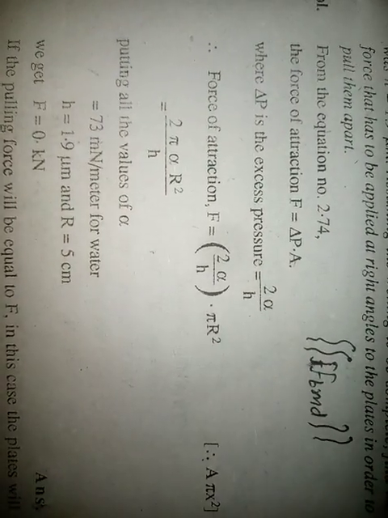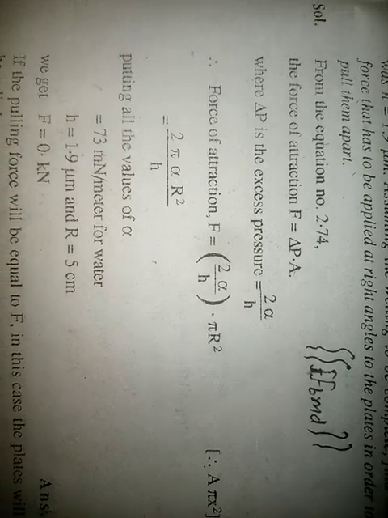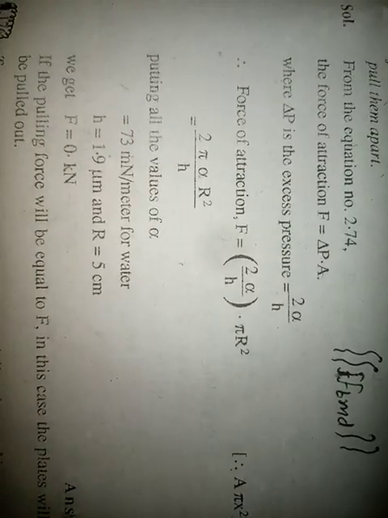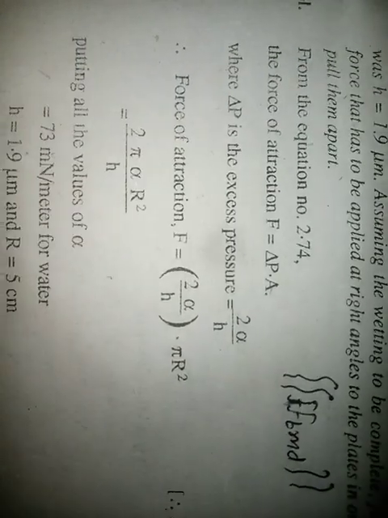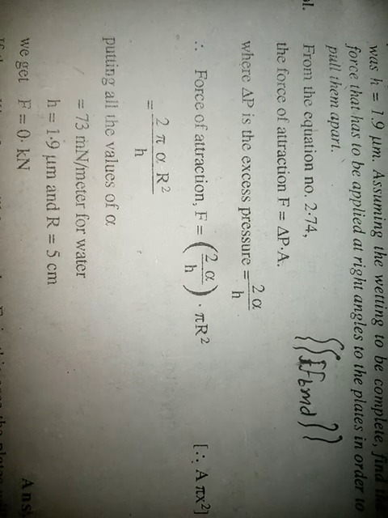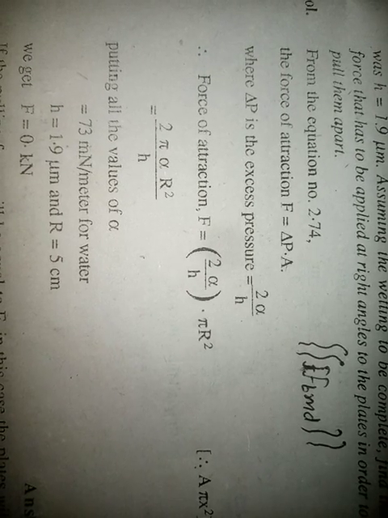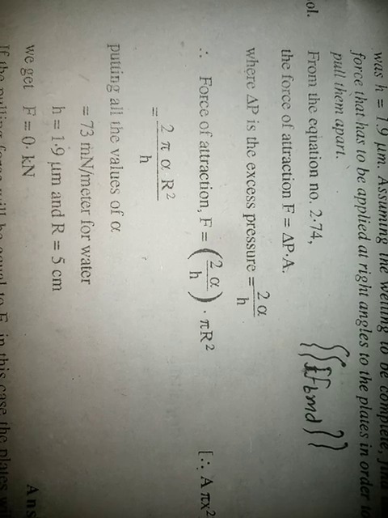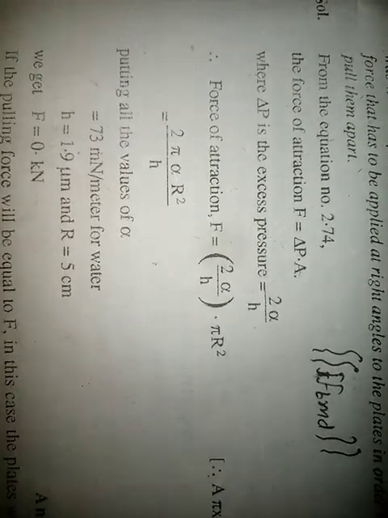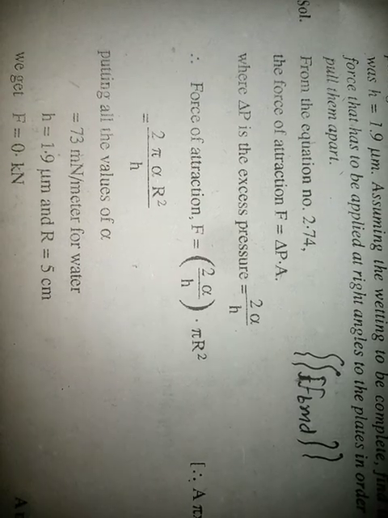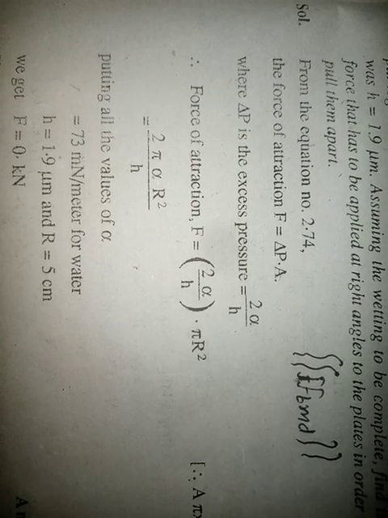From equation number 2.74, the force of attraction F equals delta P into A, where delta P is the excess pressure, equals 2 alpha by h. Hence force of attraction F equals (2 alpha by h) into pi r squared, since A equals pi r squared. Hence force F equals 2 pi alpha r squared by h.